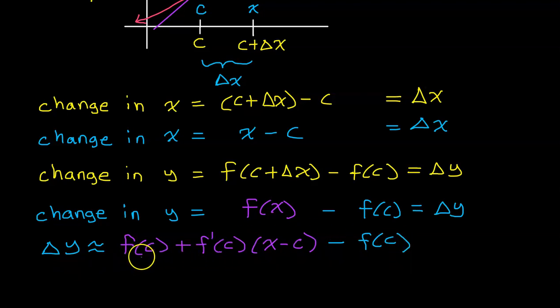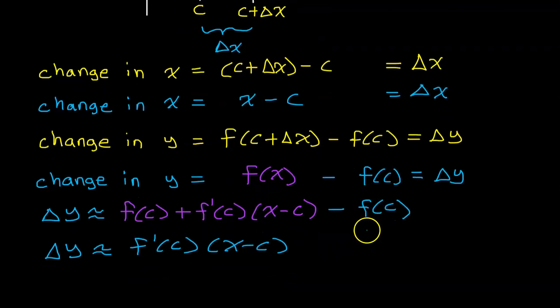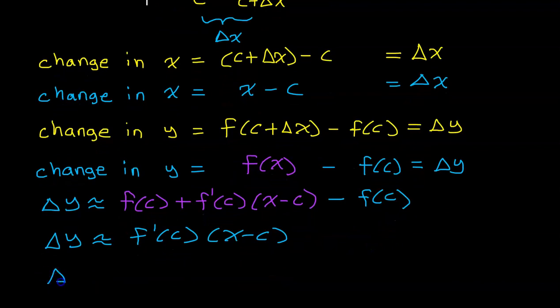Notice that we have f at c and then minus f at c. So those are going to cancel each other out, and we're going to wind up with delta y is approximately equal to f prime at c times x minus c. Remember that x minus c is just delta x. So I can write delta y is approximately equal to f prime at c times delta x.